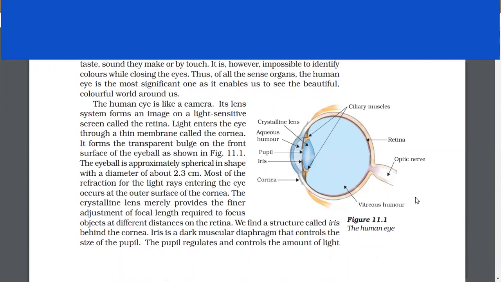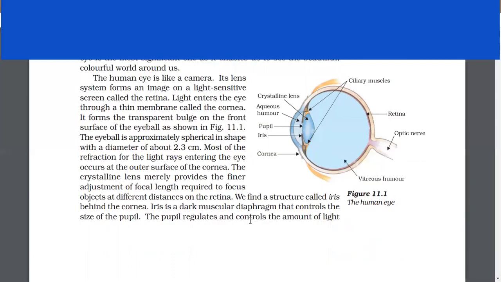It forms the transparent bulge on the front surface of the eyeball as shown in figure 11.1. The eyeball is approximately spherical in shape with a diameter of about 2.3 cm. Most of the refraction for the light rays entering the eye occurs at the outer surface of the cornea. The crystalline lens merely provides the finer adjustment of focal length required to focus objects at different distances on the retina. We find a structure called iris behind the cornea.